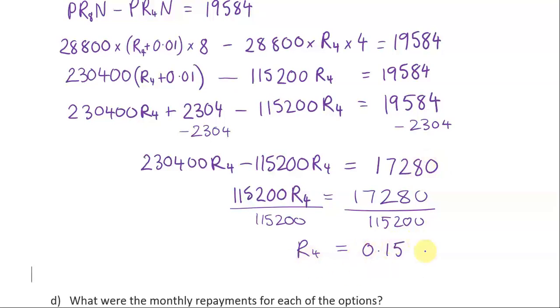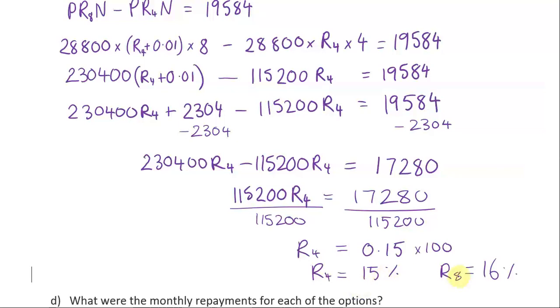We're really close to being finished. We need to write this as a percentage. So we multiply it by 100, which gives us 15%. So our interest rate for 4 years is 15%. We know from our question that the interest rate for 8 years was 1% more. It told us that up in the question. And so what that means is our interest rate for 8 years, if it's 1% more, that would be 16%.